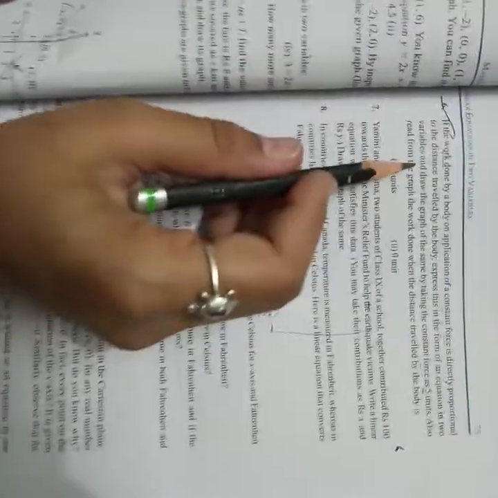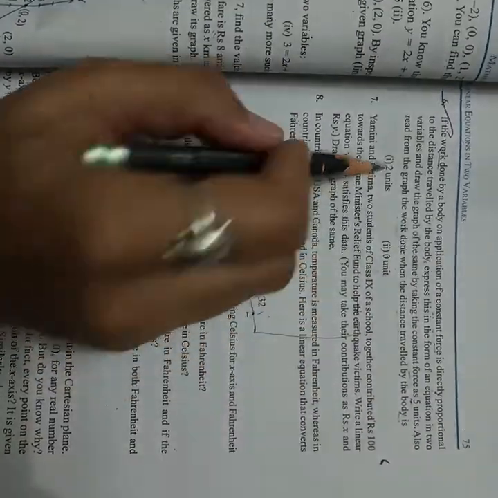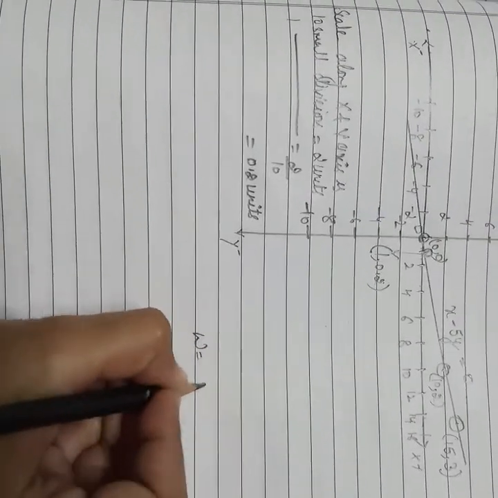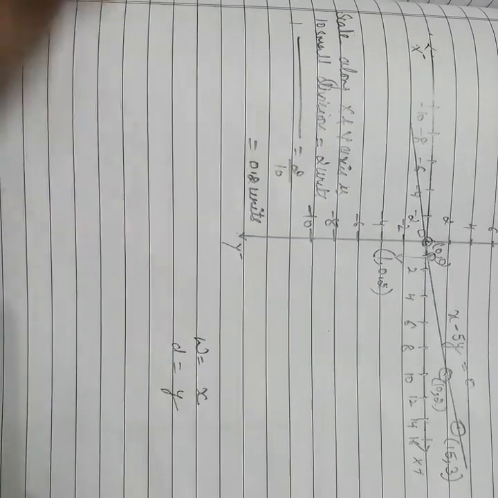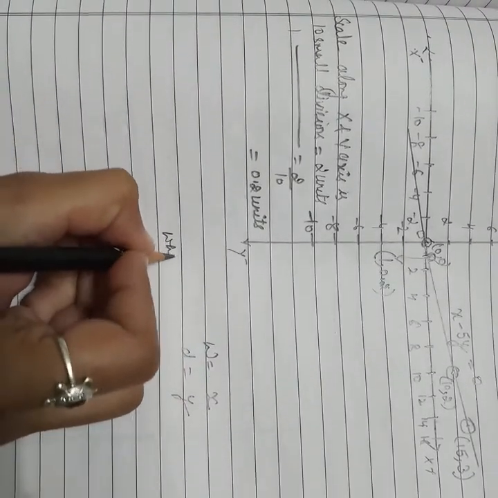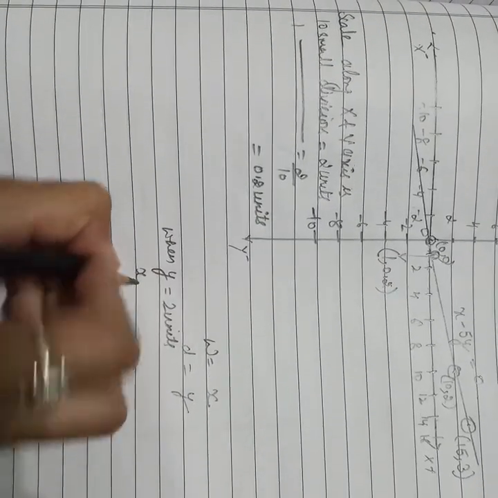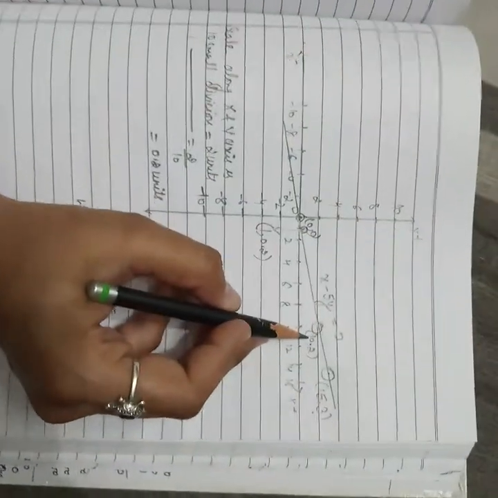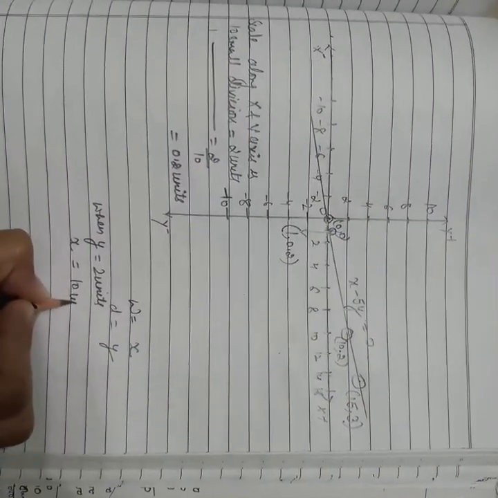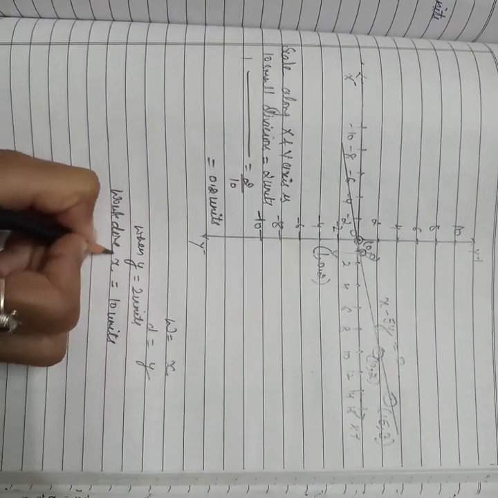Here the first part is what will be the work done when the distance traveled by the body is 2 units. Now the work done is represented by x and distance is represented by y. So when y equals 2 units, then what will be the value of x? When y is 2, then the value of x is 10 units. So the work done equals 10 units.